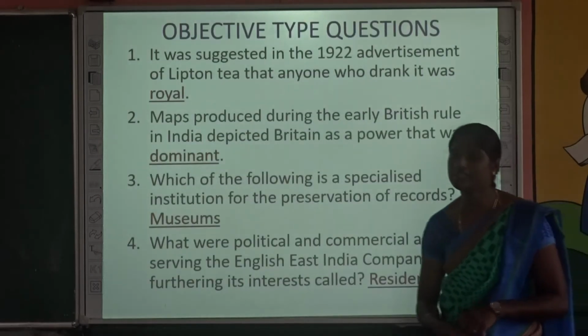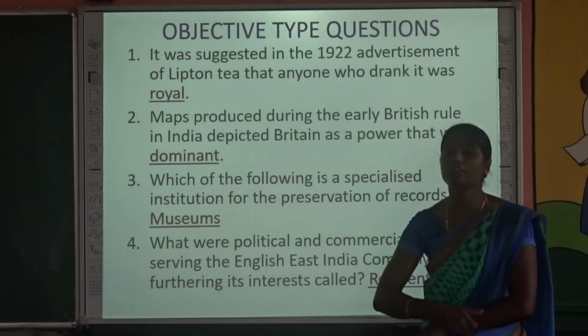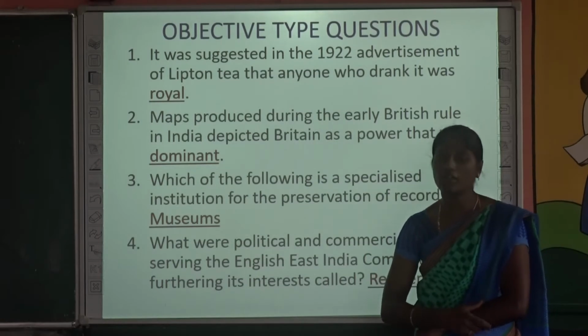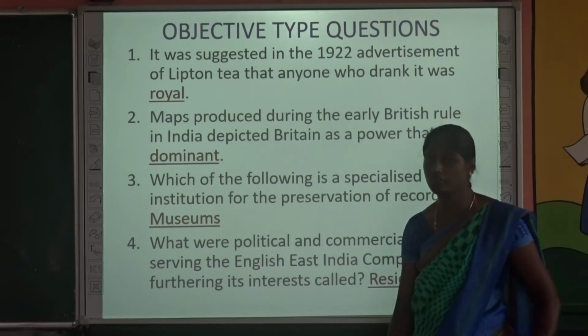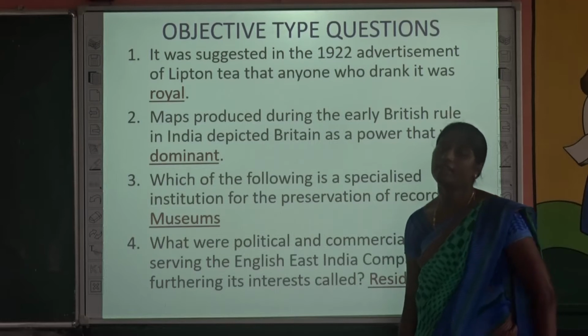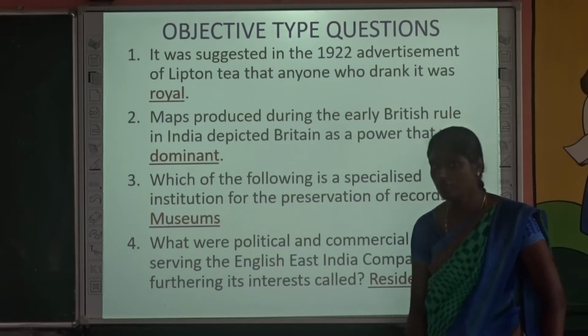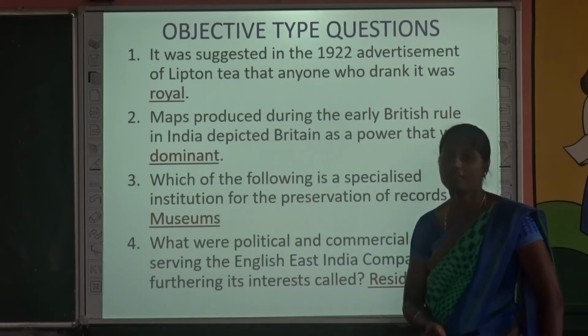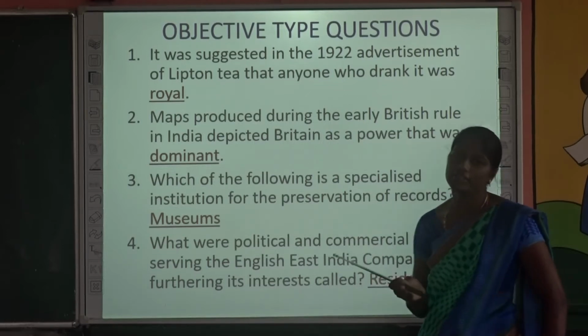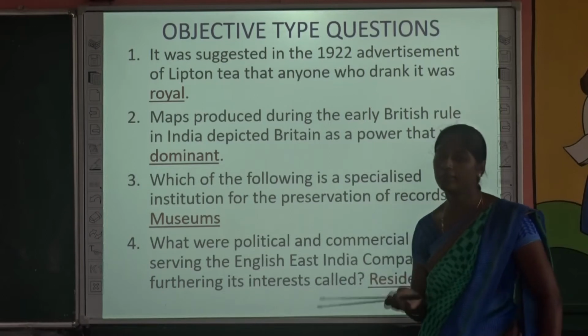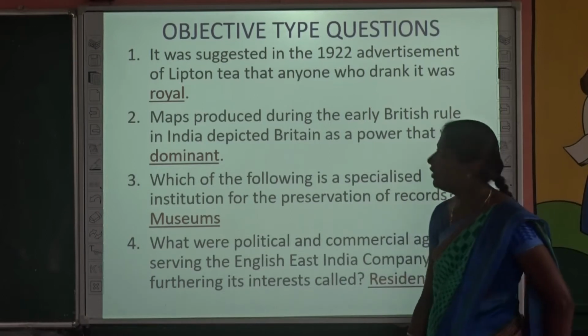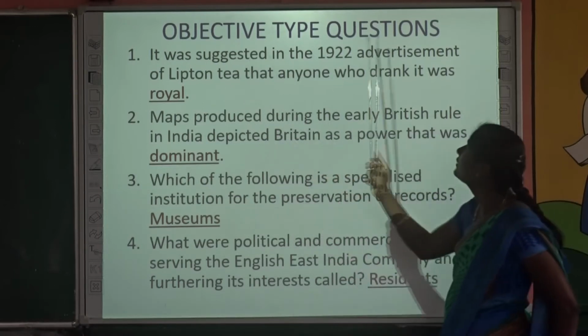That's all about the first chapter, children. In this chapter we saw about the sources, records during the administration of the British people. Then they divided the Indian history into three: Hindu, Muslim and British. So that's all about your first chapter. Now let us revise some of your objective type questions and answers. Okay, your first one is objective type question.